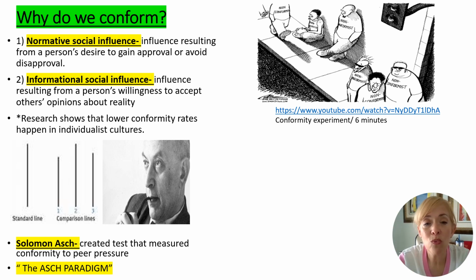Now, the reason why we conform, a couple of reasons. Normative social influence is one reason, and that's you're conforming because you want to gain approval, or you want to avoid disapproval from people. Another reason why we conform is informational social influence. We want to be correct. We want to be respected for our opinions in today's reality. So there's two reasons why we do this: normative social influence and informational social influence. And who's our guy? Solomon Asch.